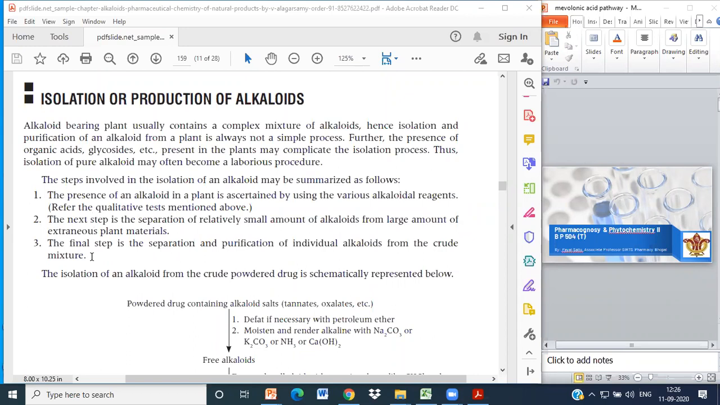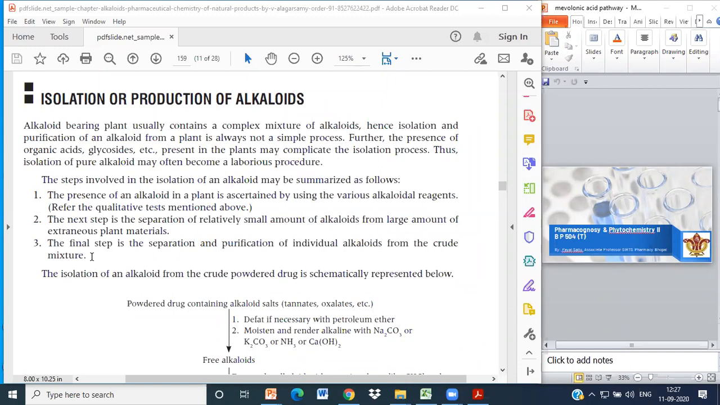Suppose you are extracting 500 grams of drug with 1000 ml of solvent. Even after evaporation, the extract is going to be a large quantity, because you extracted the drug with a large amount of solvent. So the second step involves taking a small quantity from it. The final step is separation and purification of the individual alkaloid from the crude mixture.